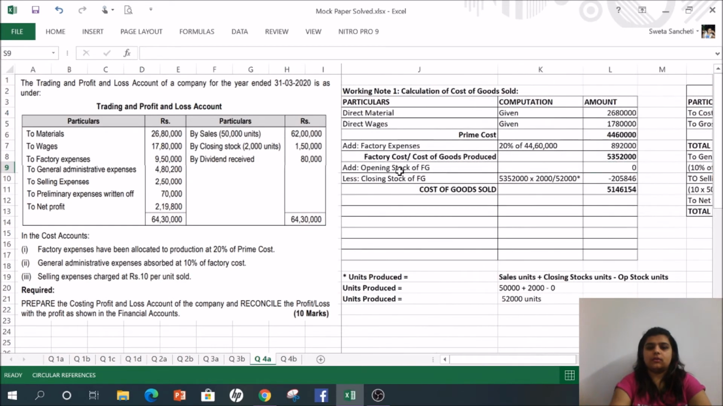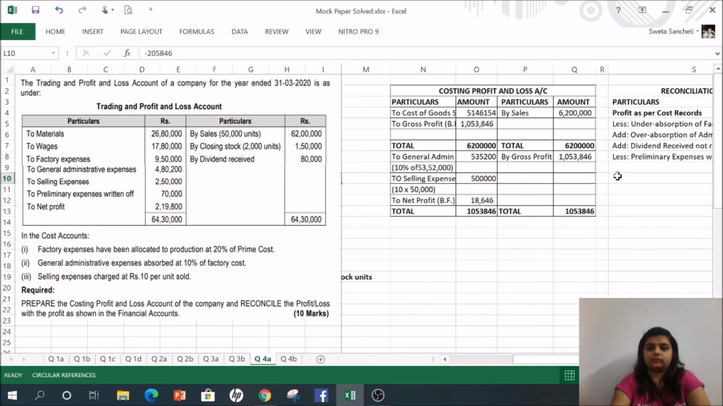So if you see here, the closing stock is valued at 2,05,846, whereas here it is 1,50,000. So there's a difference in the valuation of my closing stock. Now closing stock more means profit more. So here my closing stock is more. This is my cost records and financial records. In the cost records, the closing stock is more. That means profit is more. I have to go from here to here, so I will deduct.